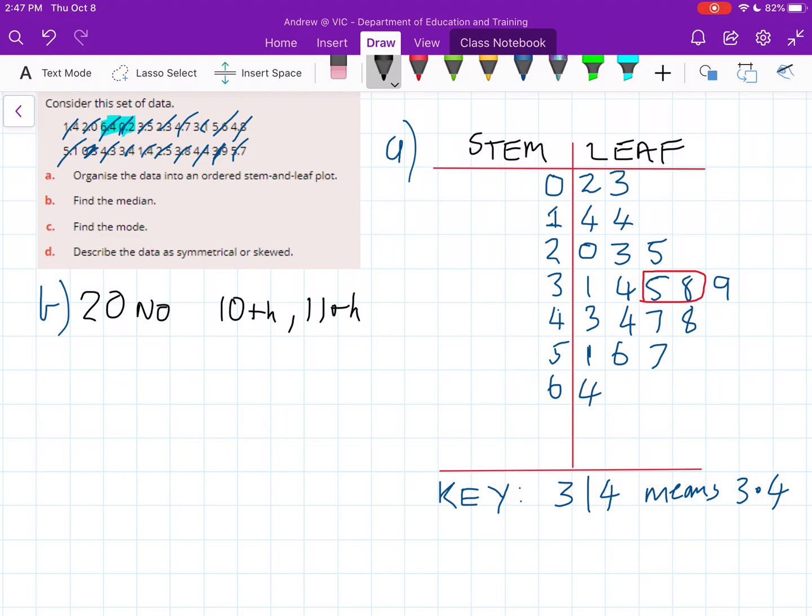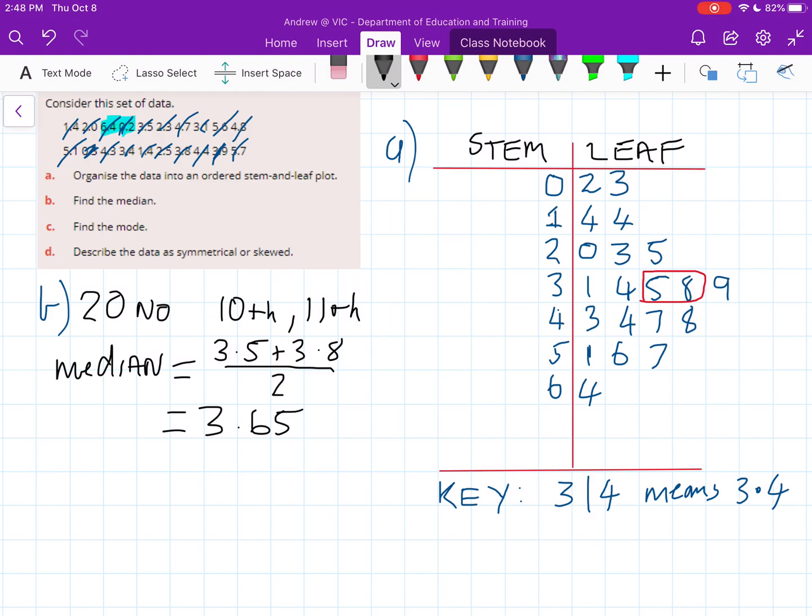So to work out the average or the mean, so the median is equal to, we need to work out the mean of these two numbers. So we need to do 3.5 plus 3.8 divided by 2. Okay? So this here then gives us the value of 3.65. Okay? So that's how we work out the median.